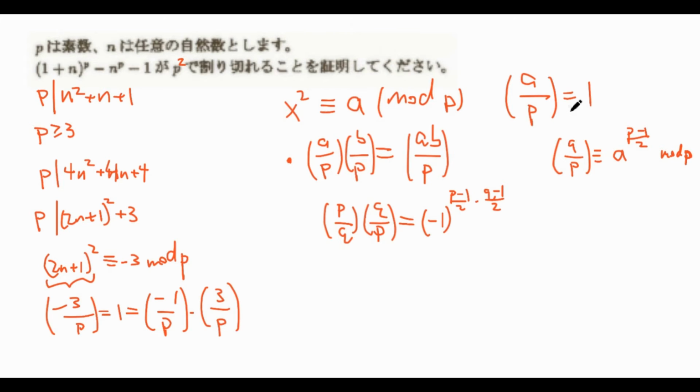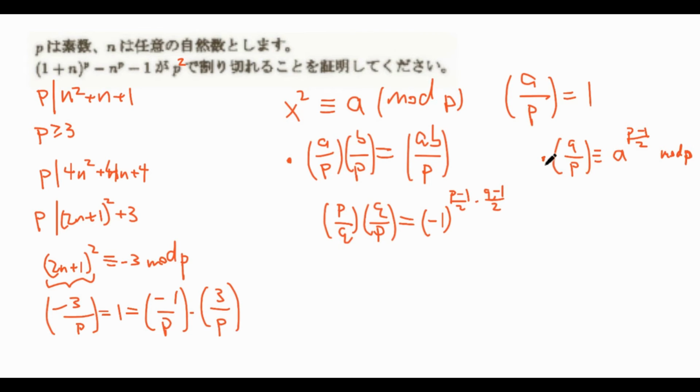So a over p is congruent to a to the p minus 1 over 2 mod p. Notice that if we take a to the p minus 1, not over 2, then by Fermat's little theorem, this is congruent to 1 mod p for a not divisible by p. So when we take over 2, this thing can be congruent to 1 or negative 1 when a is not divisible by p, and 0 when a divides p. So this meshes with our definition that a over p is equal to 1, negative 1, or 0.